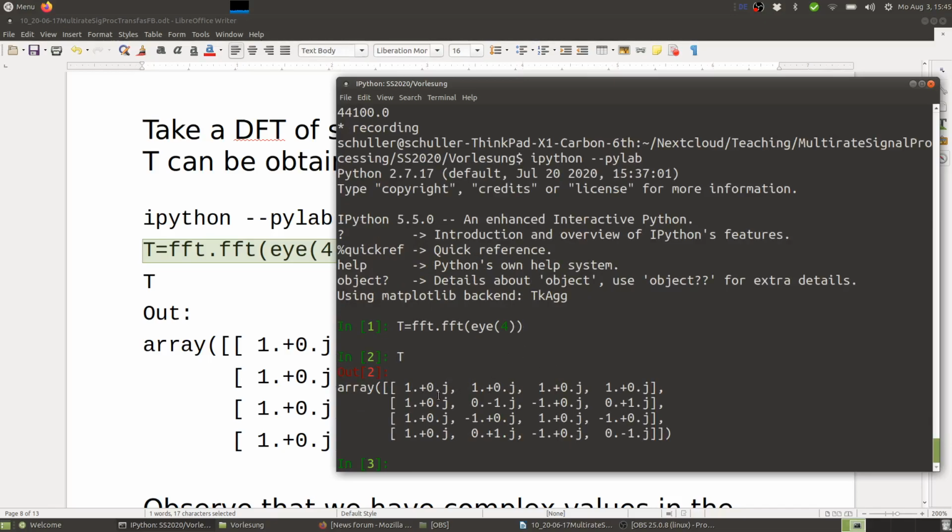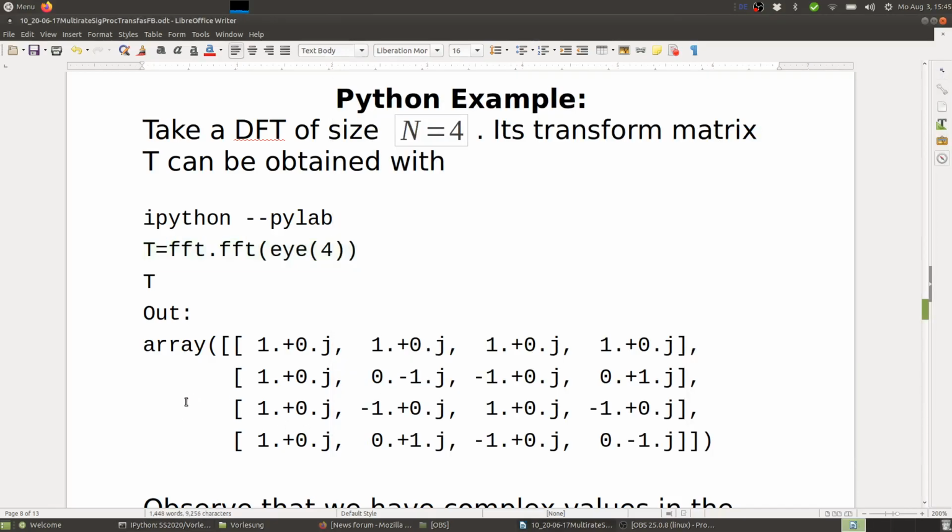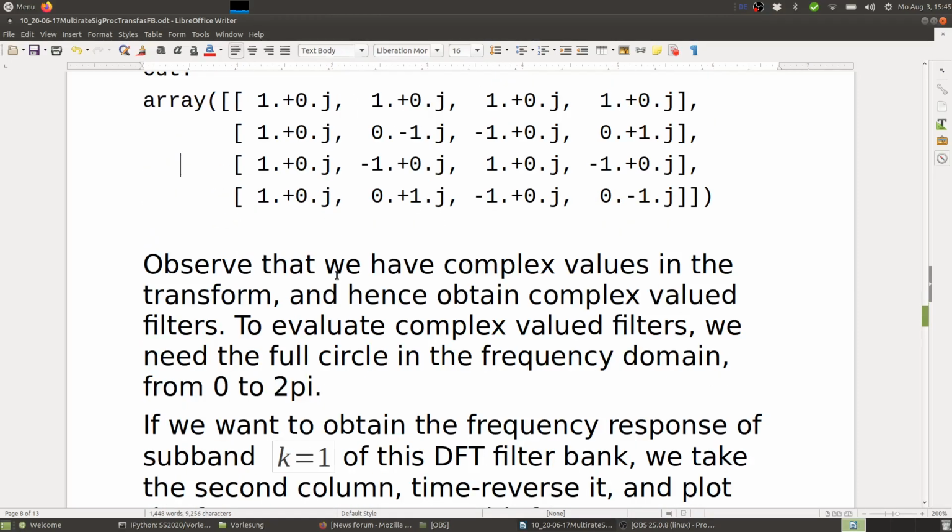And it looks interesting because it all looks very similar except for the signs here. You can see we have different signs for the real and imaginary part, and that's how those entries differ. And that's because we just have 4 subbands. That's why we have this simple shape. Observe that we have complex values in the transform and hence obtain complex valued filters. So that's special for the DFT. So to evaluate complex valued filters, we need a full circle in the frequency domain, right? Because here positive and negative frequencies are no longer symmetric around 0. So that's why we need to go from 0 to 2 pi.